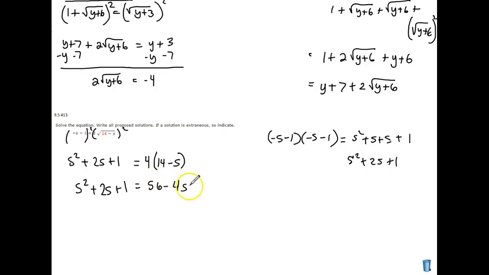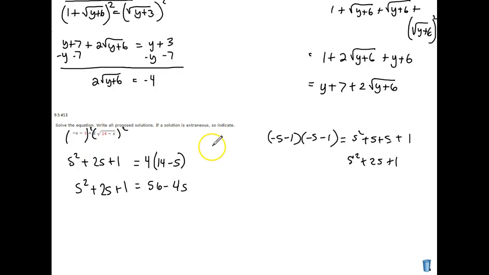Move this stuff to the other side of your equation, so it's all set equal to 0, then factor and solve. You will get 2 answers here, s equals something, s equals something, and you will need to check both of those to see if it's extraneous. Remember that extraneous solutions make the original equation not true when we plug them in. And they come about because we are squaring things in our equation.